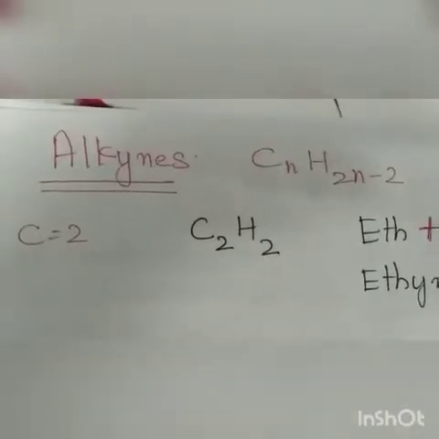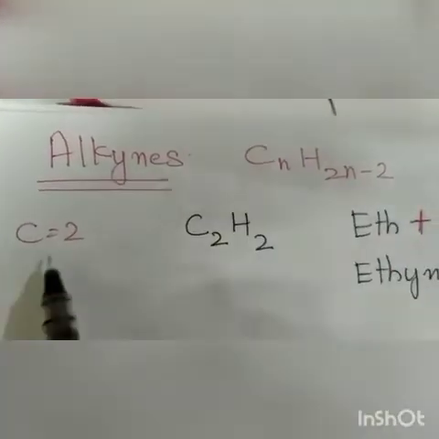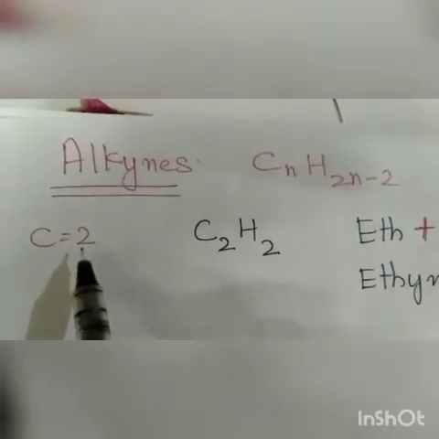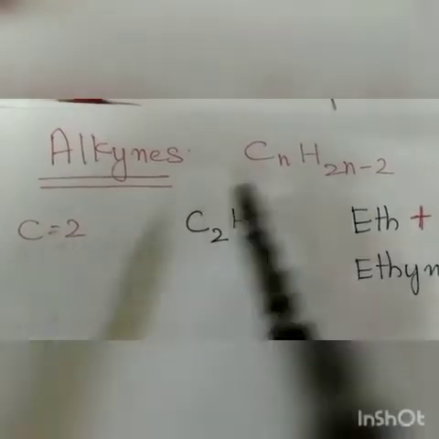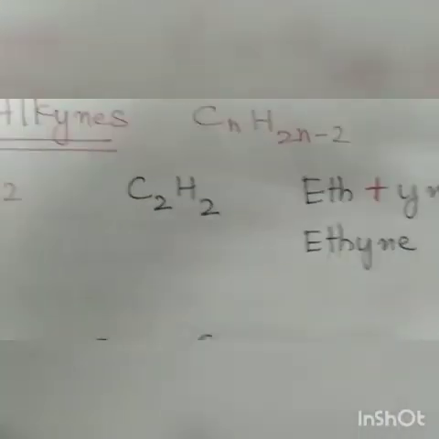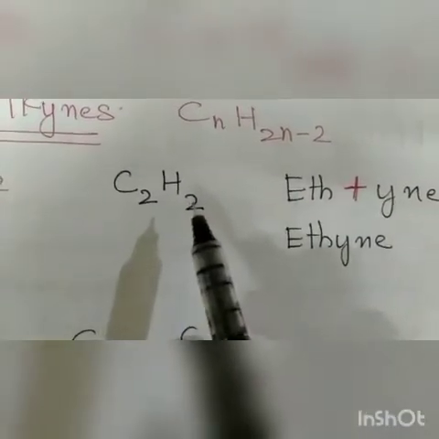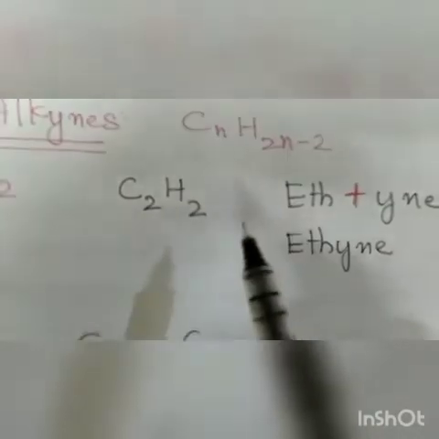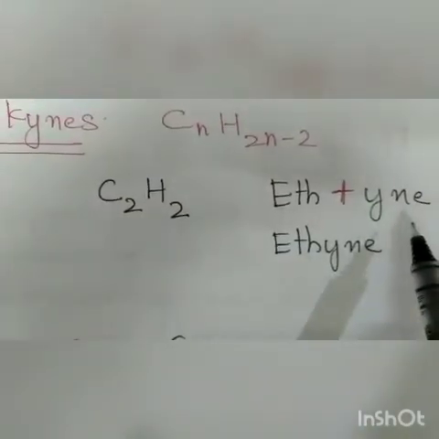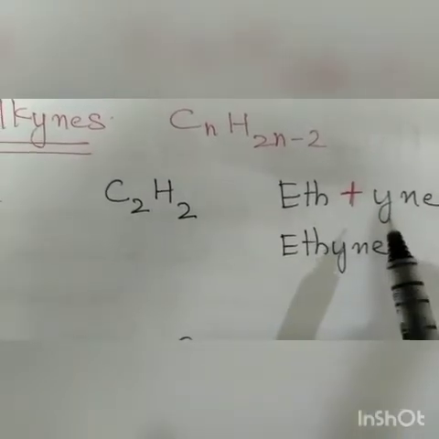Now let us take the case of alkynes. The general formula of alkyne is CnH2n minus 2. Now if the carbon atom is 2, just substitute the value of carbon atom in this general formula. You will get the formula C2H2. And what will be the name? C2 means eth. And what will be the suffix used here? Since it is ine, the suffix will be ine, meaning there is a triple bond between the carbon atoms. So it will be ethyne.